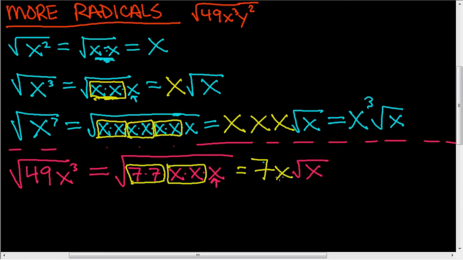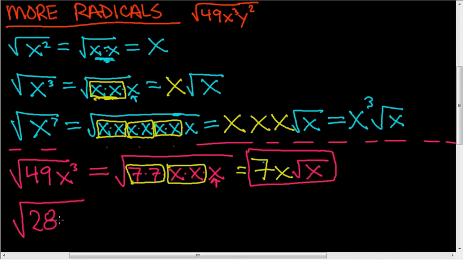The square root of 49 is 7. The square root of x to the power 3, well, two of those are going to come out. One's going to stay behind. I'll do one more and we'll see what happens when we do more extreme stuff. So another example, 28 x to the 3, y to the 5th power. What is this going to be?